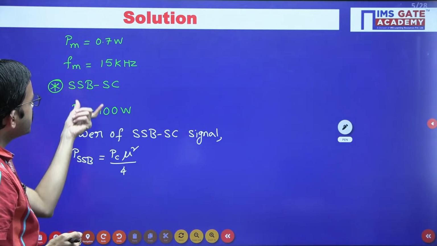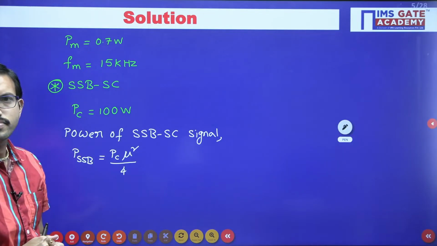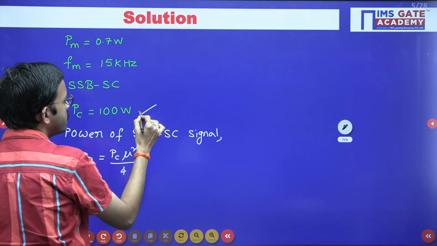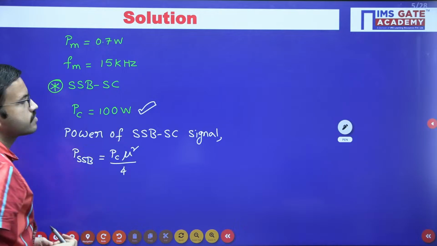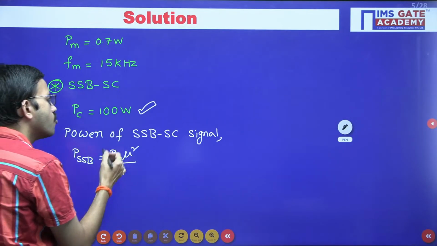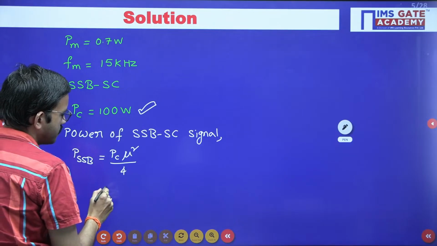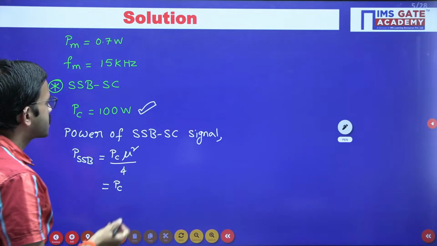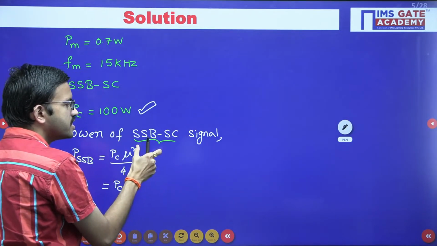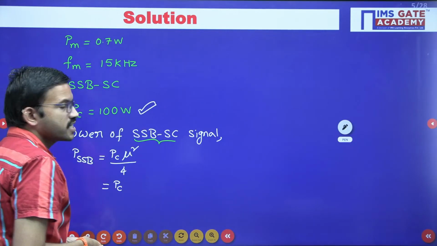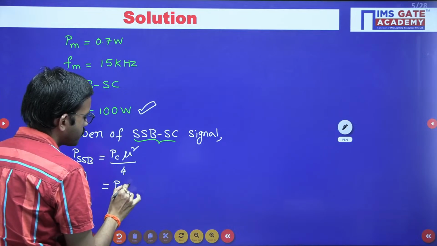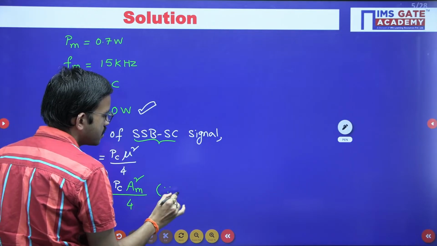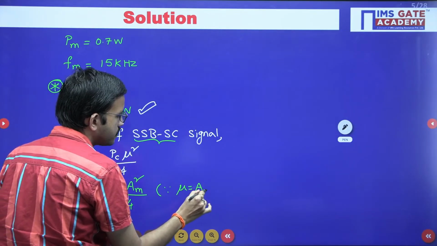Now when you look at the given data, do we have mu? We don't. Regarding PC, yes, we have it, but regarding mu we don't. So how can we write mu? Any guess? Since mu is not given, what can we do? In an SSB-SC signal and a DSB-SC signal, mu is nothing but Am. So PC into Am square by 4, since mu equals Am.